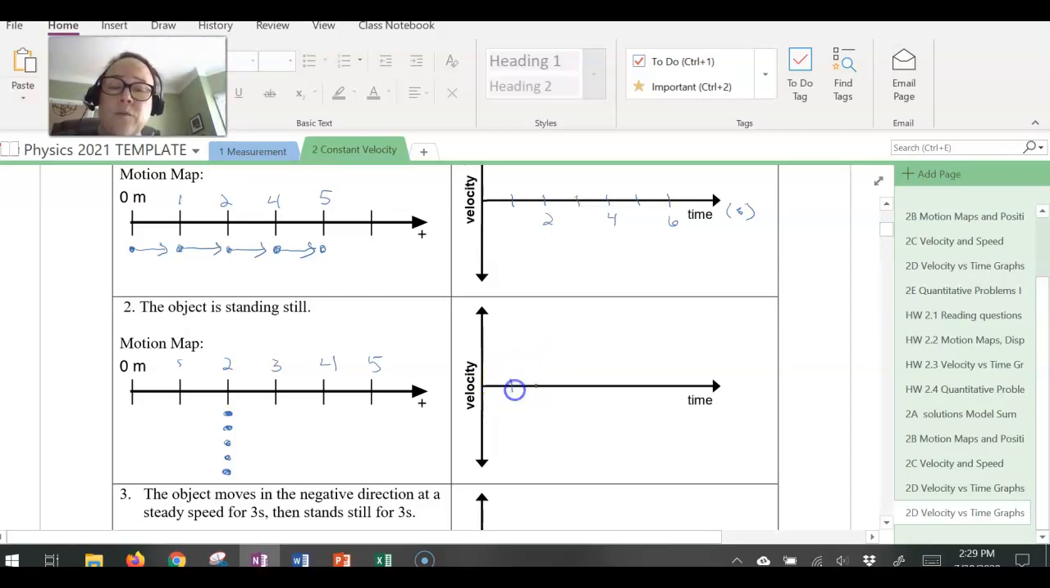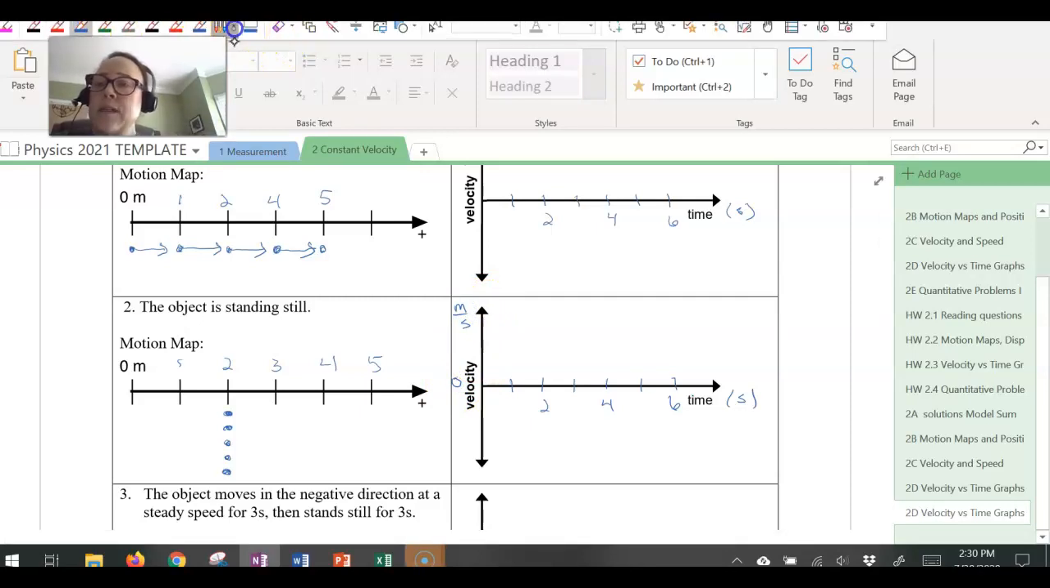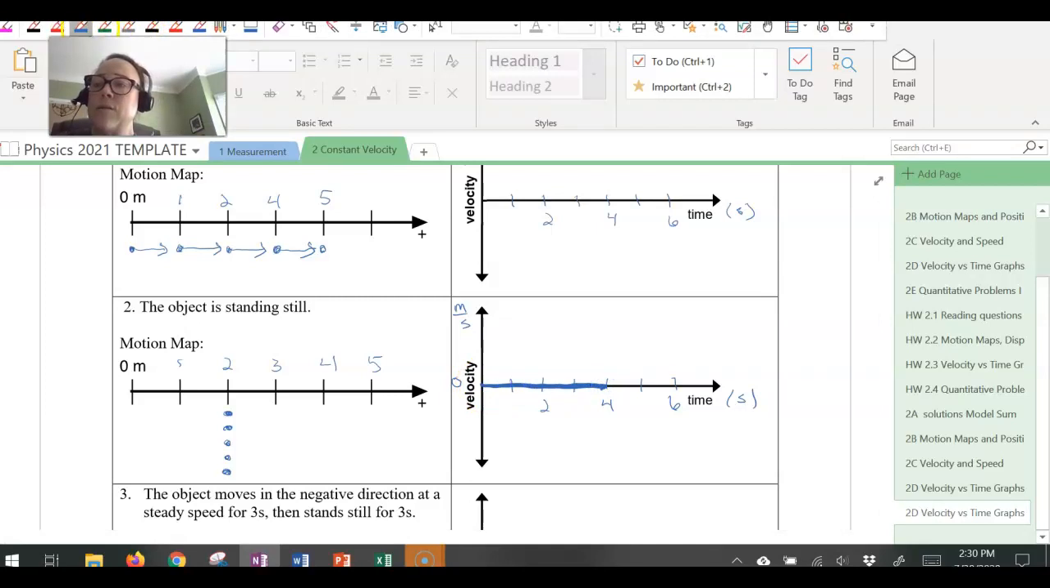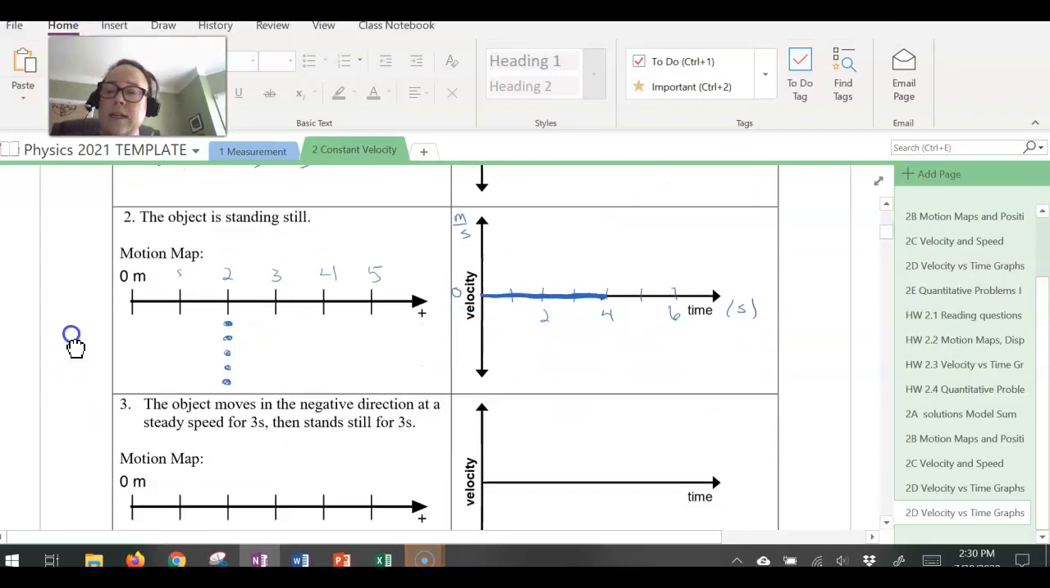So for the velocity versus time, if the object is not moving, the velocity is 0 meters per second. And so, let me get a little bit heavier pen here. So the velocity is 0 for those 4 seconds. Okay, let's look at the next example.